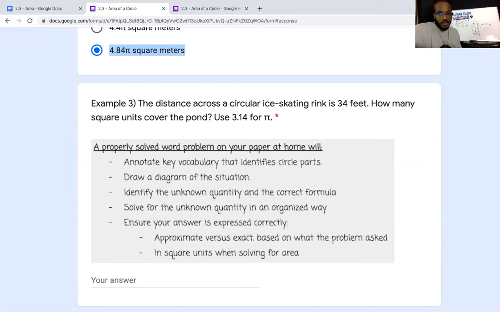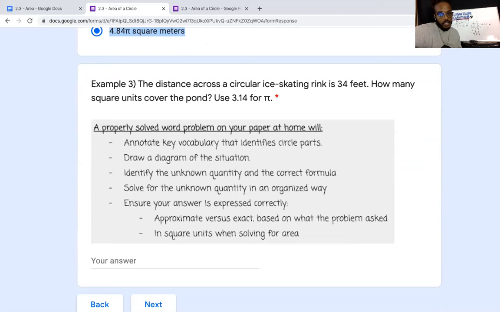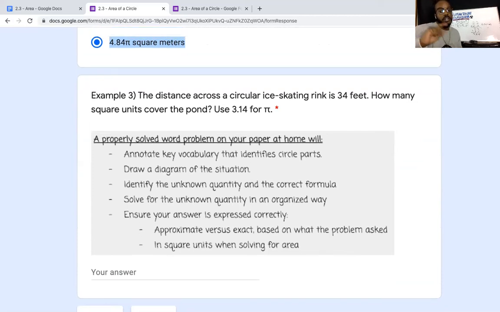Example 3 says the distance across a circular ice skating rink is 34 feet. We want to know how many square units cover the pond, and instead of using pi, we're going to use 3.14 for pi. So here's what we're going to do for this type of answer. First, we're noticing that the distance across a circular ice skating rink is 34 feet. This is an example of diameter. The distance across a circle, that is the example that is describing diameter. So if the diameter is 34 feet, we need to divide 34 by 2 to find the radius, 17.